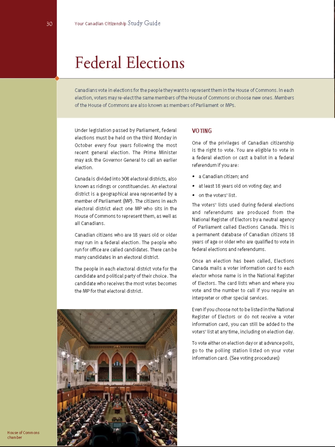Once an election has been called, Elections Canada mails a voter information card to each elector whose name is in the National Register of Electors. The card lists when and where you vote, and the number to call if you require an interpreter or other special services. Even if you choose not to be listed in the National Register of Electors or do not receive a voter information card, you can still be added to the voters list at any time, including on Election Day.